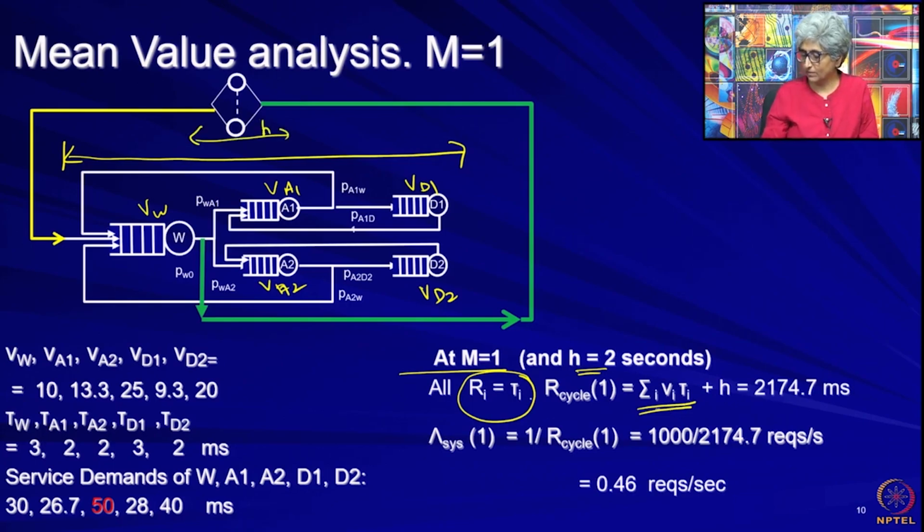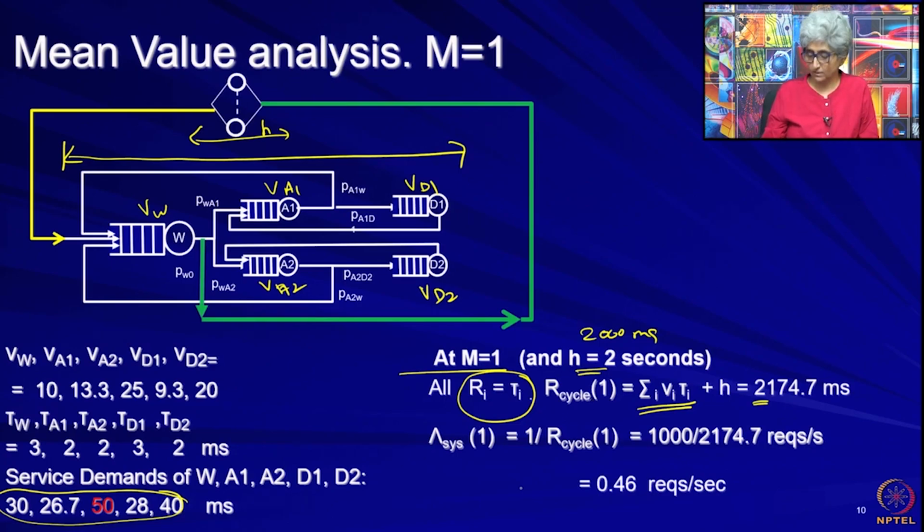So the cycle time will be the summation of Vi tau_i plus h, which in this case is 2 seconds, which is 2000 milliseconds. The rest of it you can calculate, this Vi tau_i using these. It is going to be the sum of 30 plus 26.7 plus 50 plus 28 plus 40, which is actually 174.7, and that is added to 2000 milliseconds. So this is the R cycle at 1.